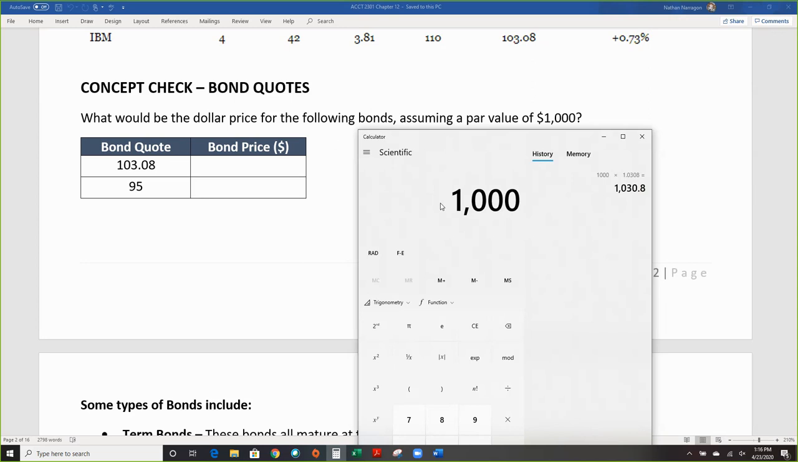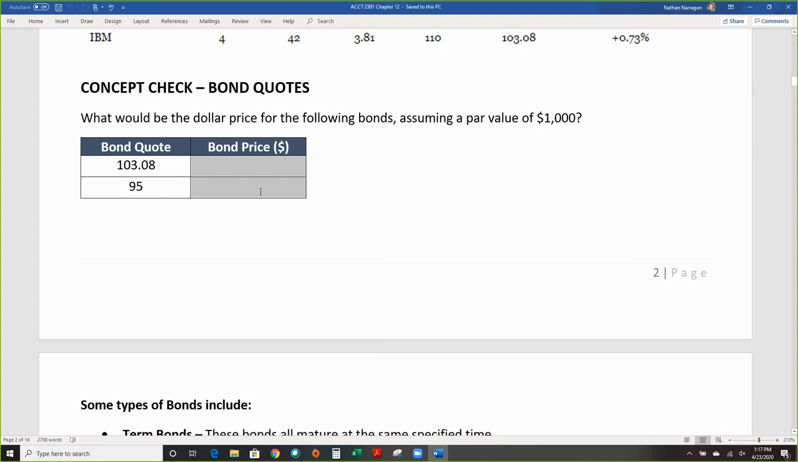Likewise again, if I look at that 95, that's 95%. I'll times it by 0.95, convert it to decimal. And that bond, if it's basically selling at 95%, or 95, is selling actually for $950. So in the end, if I'm an investor, I'm going to make an additional $50 once this bond matures, because I only paid $950 for it. Again, that's what is in the red.